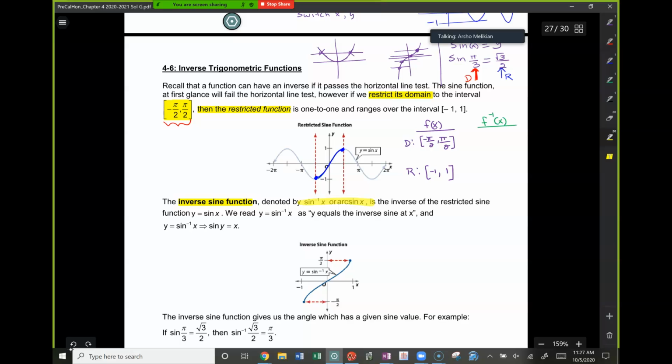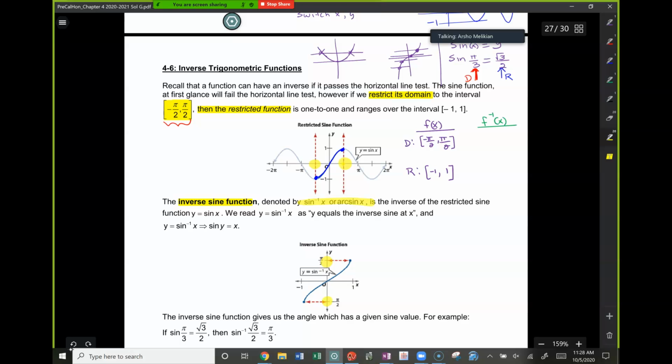What happens to the inverse sine of x is, remember how in Algebra 2 when we were looking for inverses, we first said switch x and y? When we switch x and y, we also switch domain and range. So now everything that was on the x-axis goes on the y-axis, and everything that was on the y-axis goes on the x. So look at what happens. Negative pi over 2 was here, and pi over 2 was here. Now look at where they are.